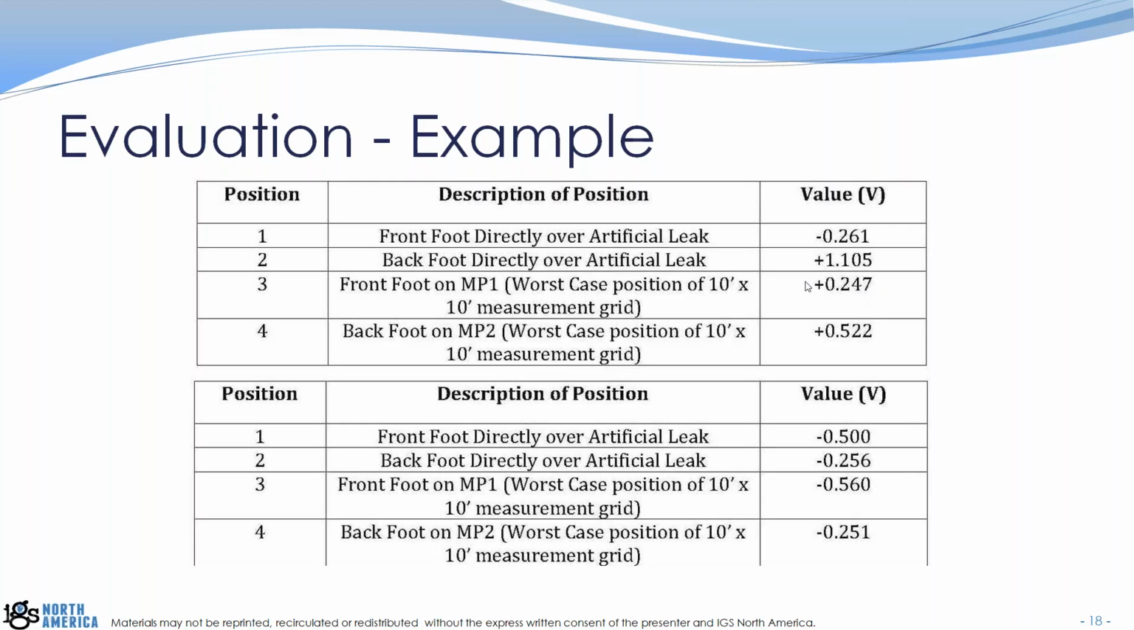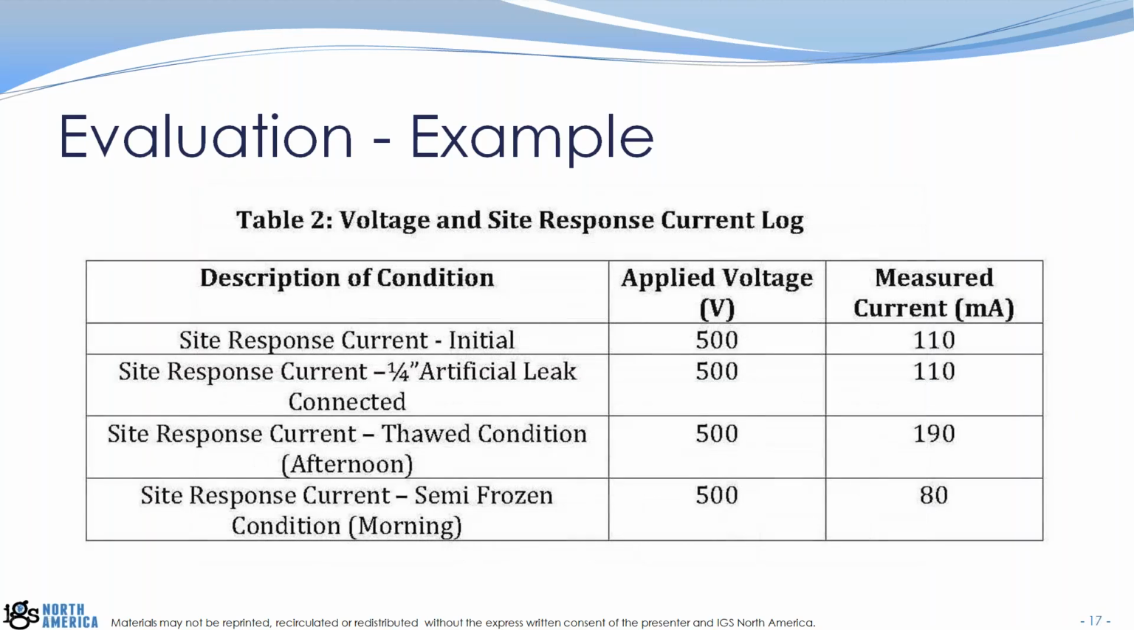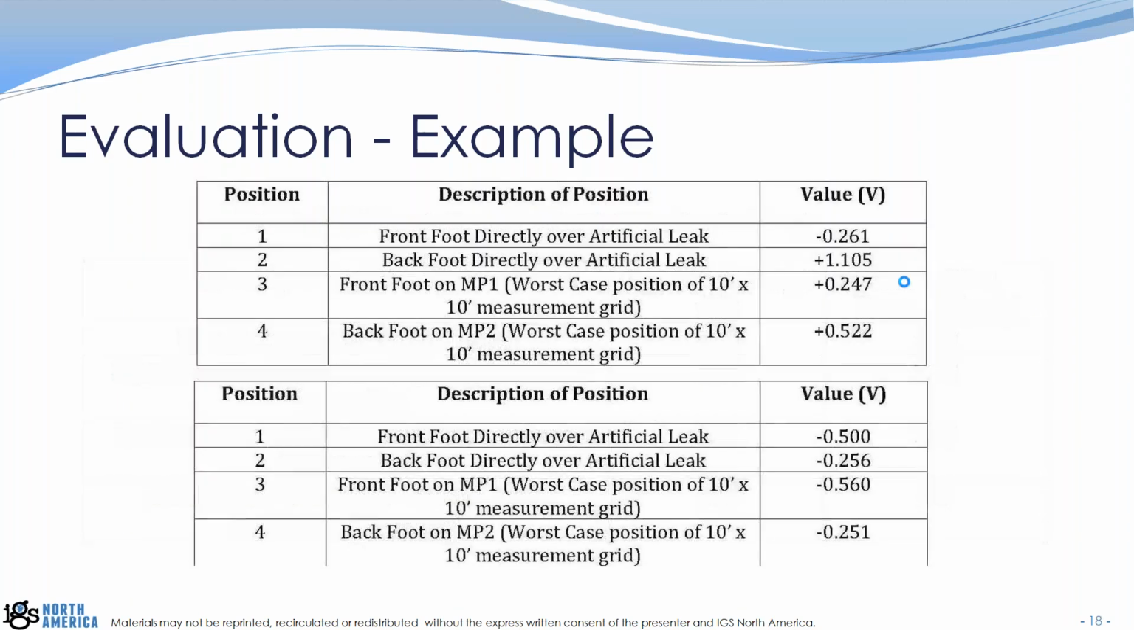I would much rather have a negative value here and a positive value here, but I can still see that this one is lower than this one. So I still know that it's going to show up on the map, and I have confidence that when I'm right on top of the leak, I'll be able to find it. So this, in tandem with, let me go back to this slide here, these measurements of applied voltage and current in tandem with these tell me, yes, I can go ahead with the survey.